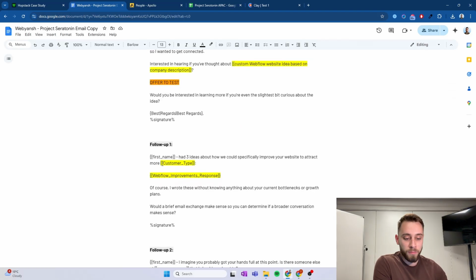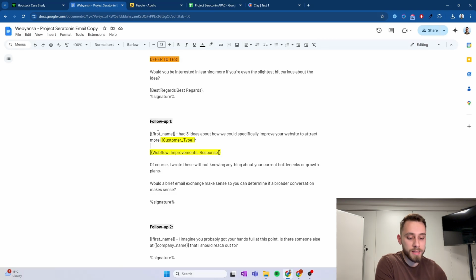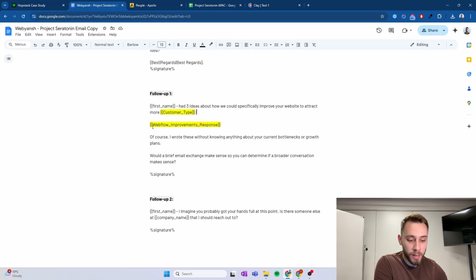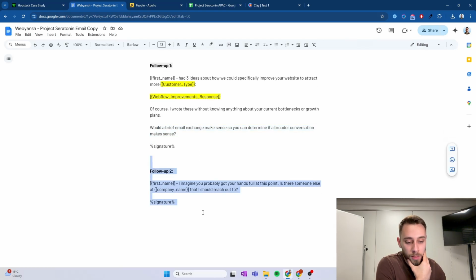Then we have the follow-up. So we have follow-up 1 sent typically after 2 days of delay. First name, had 3 ideas about how we could specifically improve your website to attract more of your customer types, and we substitute this field with their customer type. Then we present 3 ideas of how our Webflow services could improve their platform, or even just build a new platform by itself. Of course, I wrote these without knowing anything about your current bottlenecks or growth plans. Would a brief email exchange make sense so you can determine if a broader conversation makes sense? Like, this is so unintrusive. It just makes them respond with a positive message.